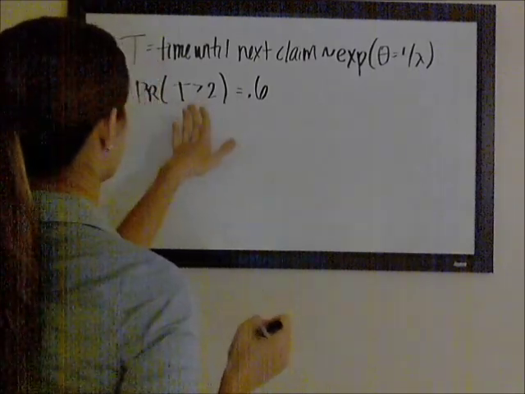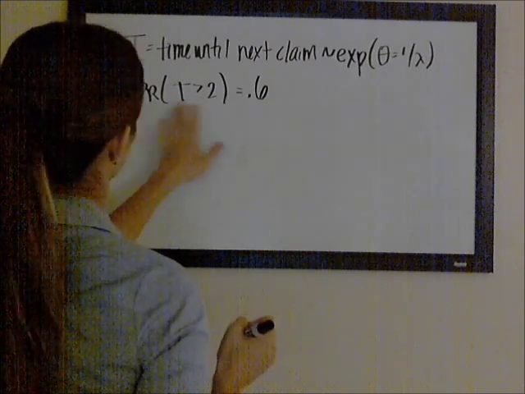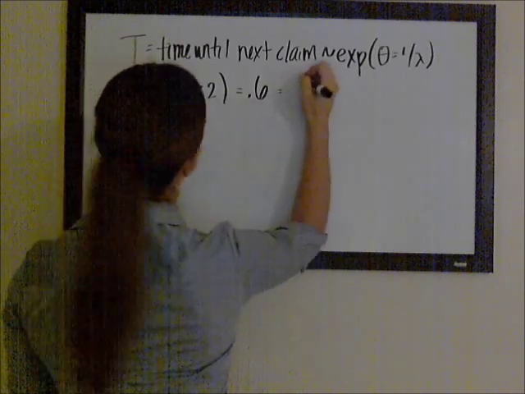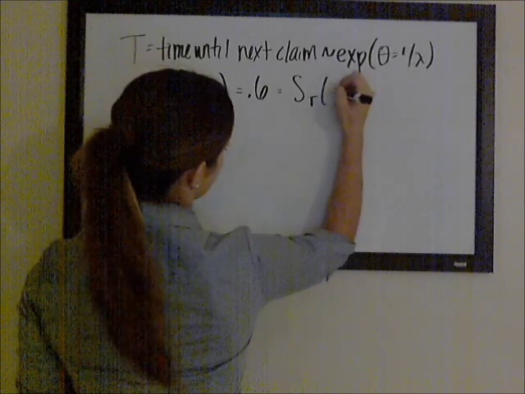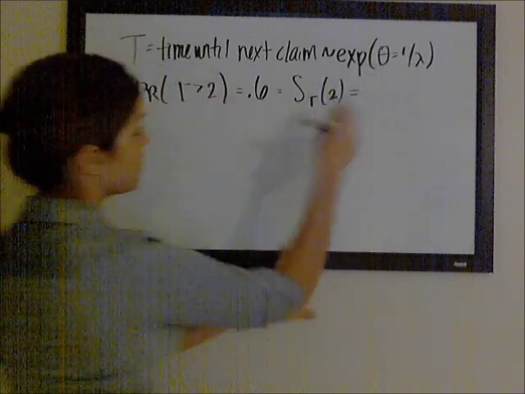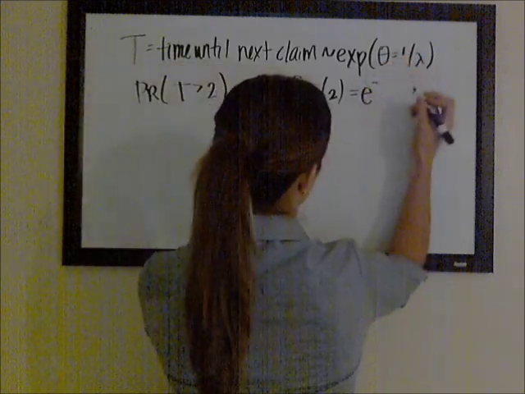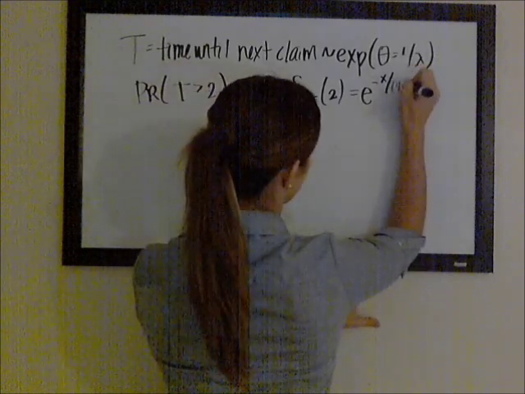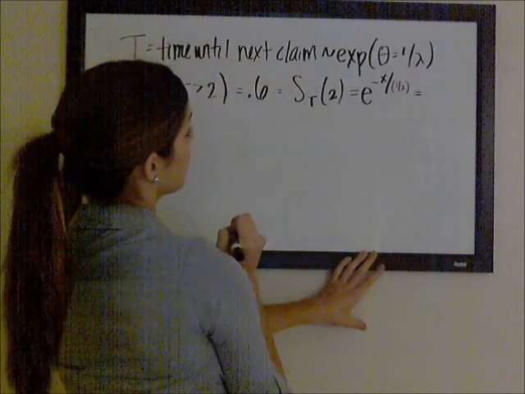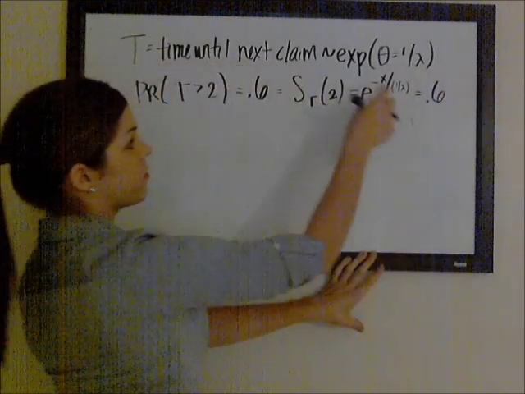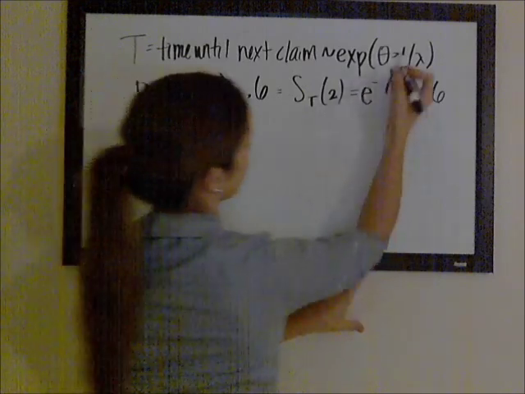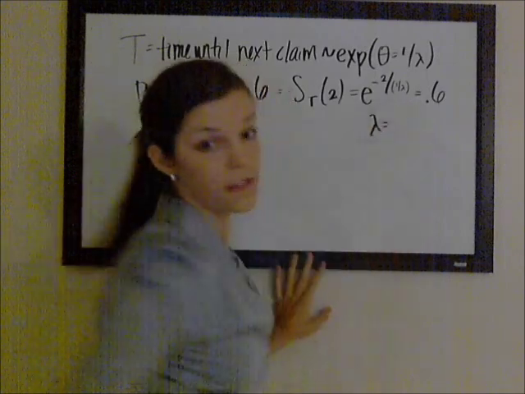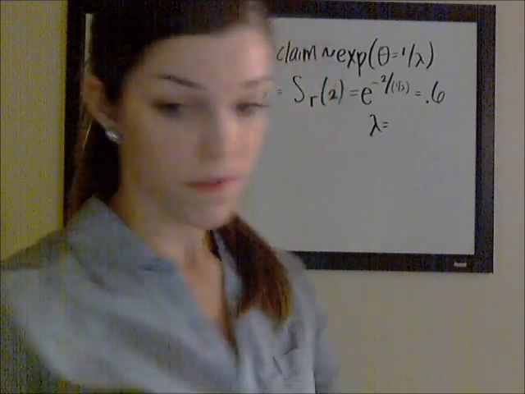I know that t is exponentially distributed. I know that the probability that t is greater than 2 represents the survival function evaluated at 2. So this is the same thing as the survival function for t evaluated at 2. Since t is distributed exponentially, this is going to be e to the negative x over our mean, which is 1 over lambda, equals 0.6. Our x is whatever we're evaluating it at, which is 2. So e to the negative 2 over 1 over lambda is 0.6. Then you can solve for lambda, and I got 0.2554.